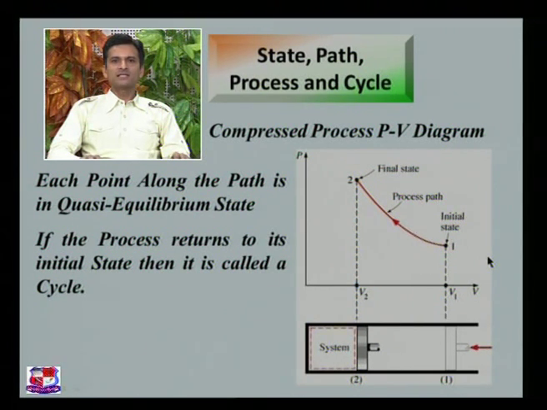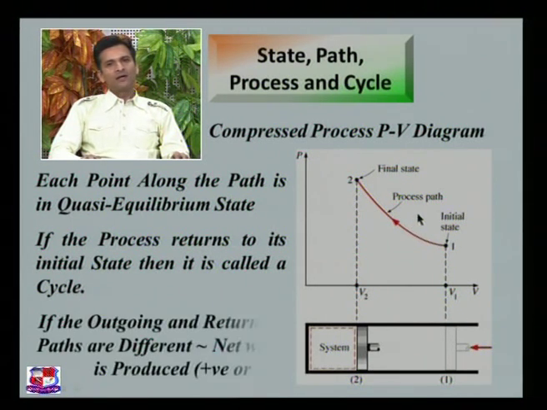If the process returns to its initial state, then it is called a cycle. Suppose 1 to 2 is the process, and again it goes back from 2 to 1 by some other path, it is called a cycle. If the outgoing and returning paths are different, means if it goes from 1 to 2 in this direction and returns by some other path, say from here, some area is covered by this process. So, net work is done and net work is produced. It may be positive or it may be negative.